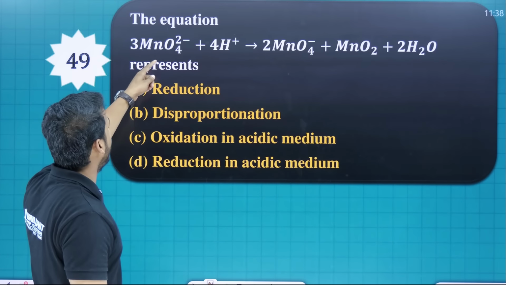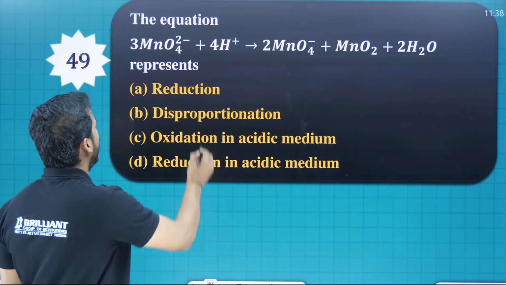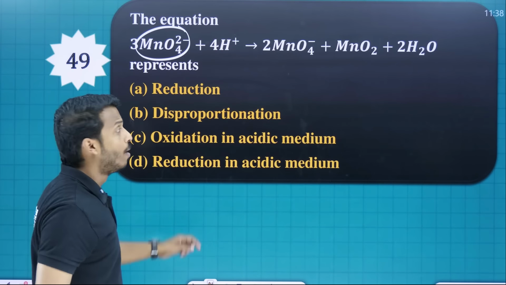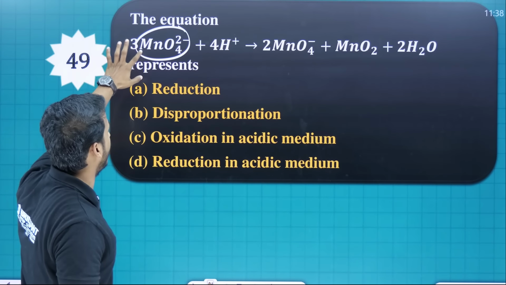Now, the equation: MnO4 2 minus plus H plus. So, this is what? Permanganate, right? MnO4 2 minus, no.